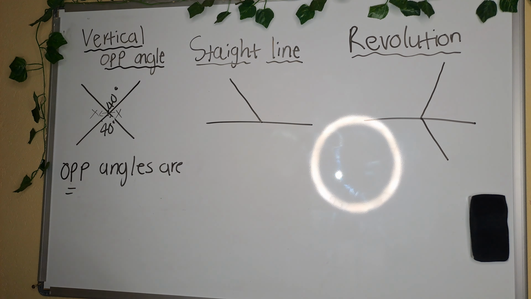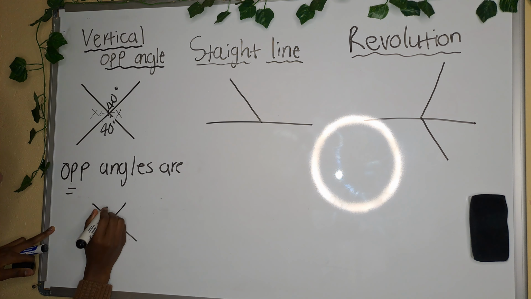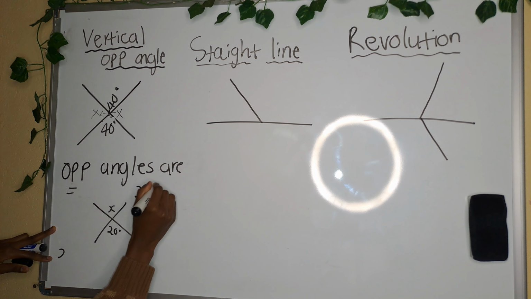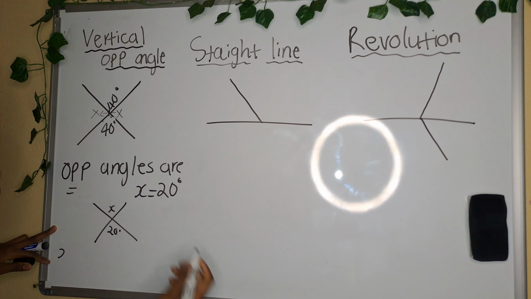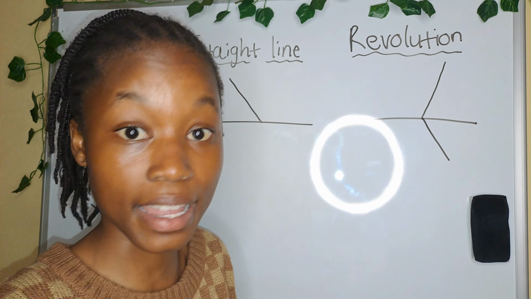Now let us look at the last example. Let's say here we have 20 degrees and you're asked to find x. So you're going to say, okay, your x will equal 20 degrees. The reason being vertical opposite angles. Remember to write your reason so that you can get the second mark.